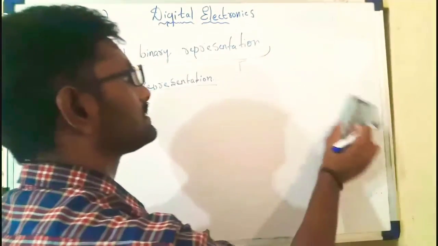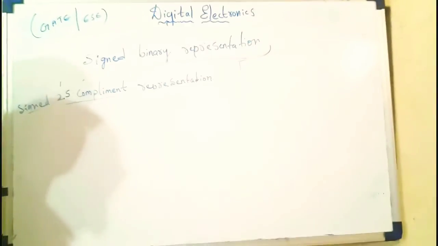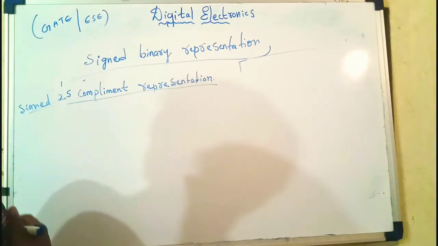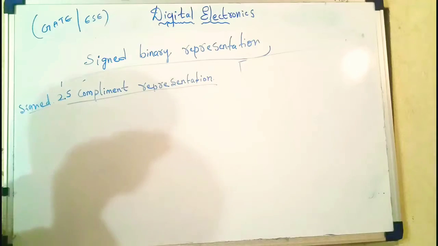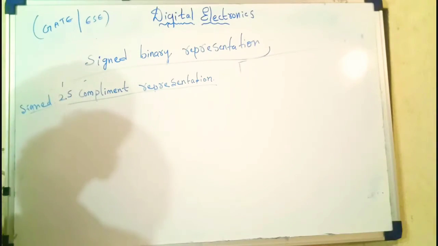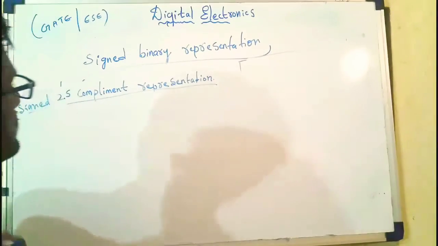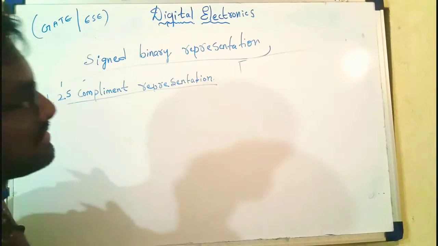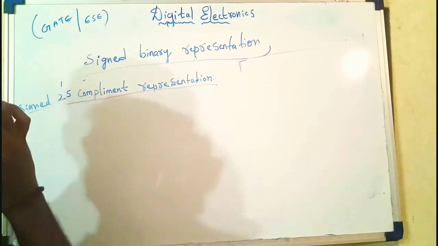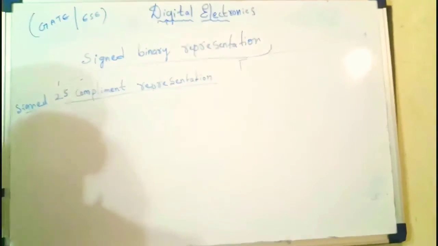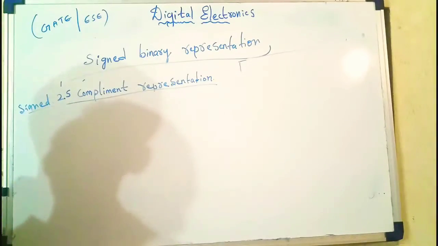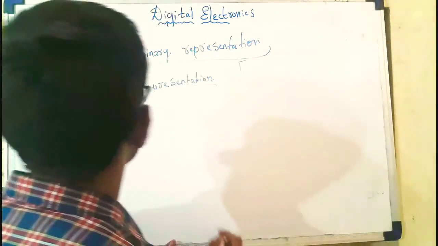In the previous representations of sign magnitude and 1's complement representation, we had two drawbacks. The drawback in sign magnitude representation is that 0 has two values. In 1's complement also, 0 had two values. But in 2's complement representation, we didn't have two values. We have only one value. This is the major advantage of 2's complement representation.